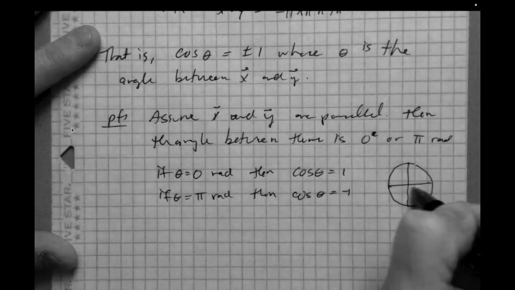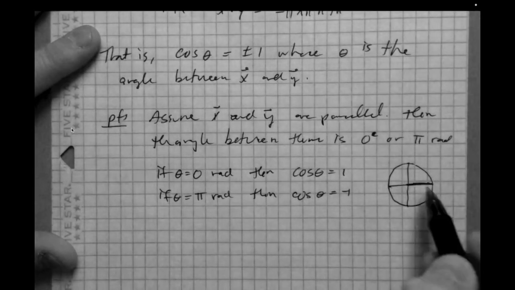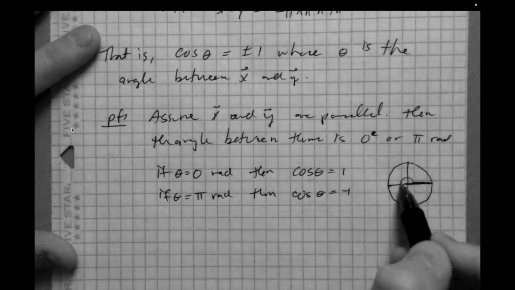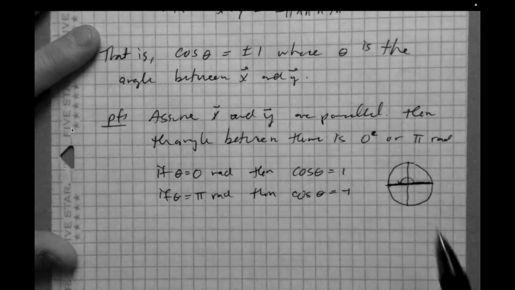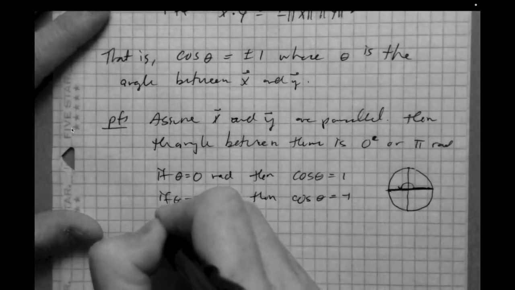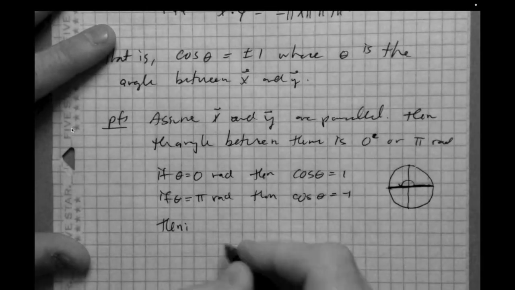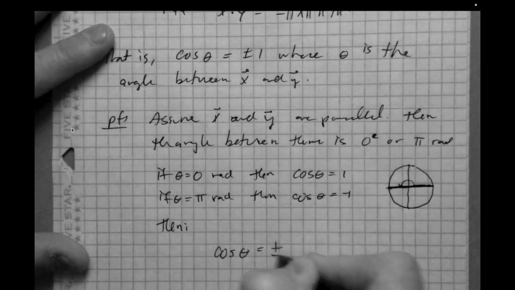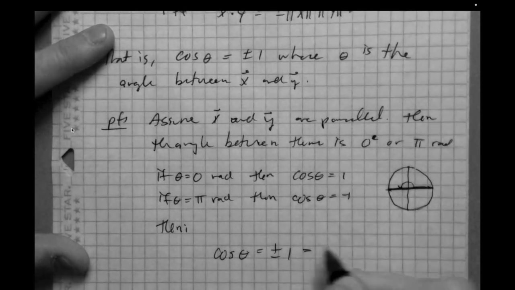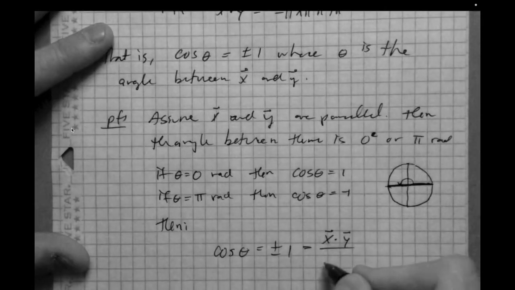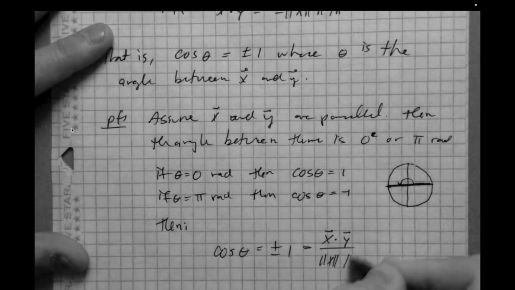Remember, so if theta is 0, then this is the cosine, positive 1. If theta is pi, then this is the cosine, negative 1. Okay? So what can you say? So cosine of theta is equal to plus or minus 1, which is equal to x dot y over the norm of x times the norm of y.